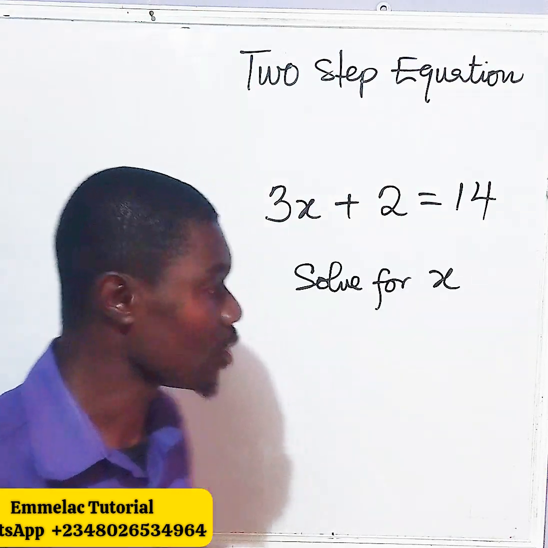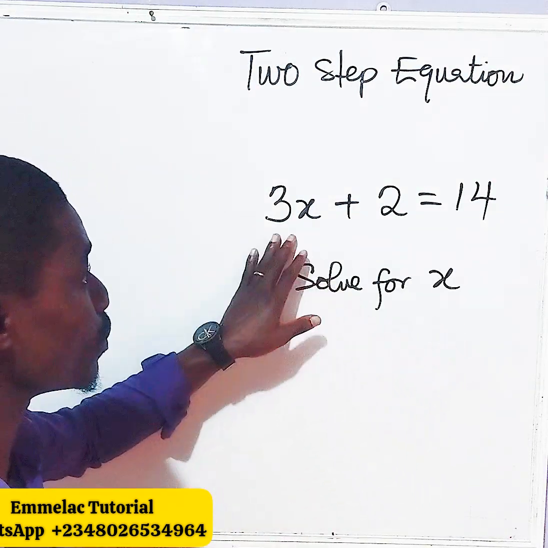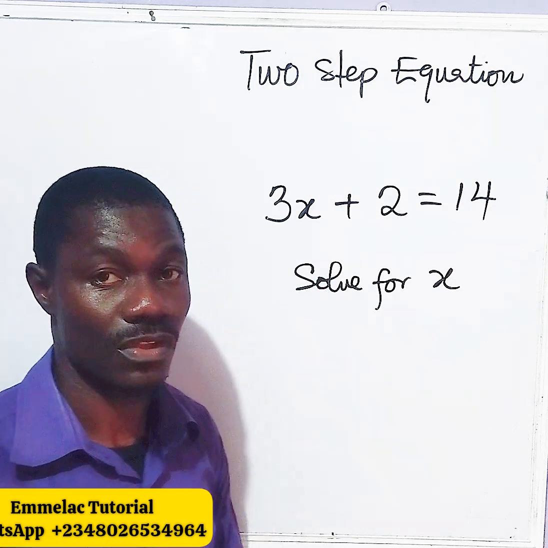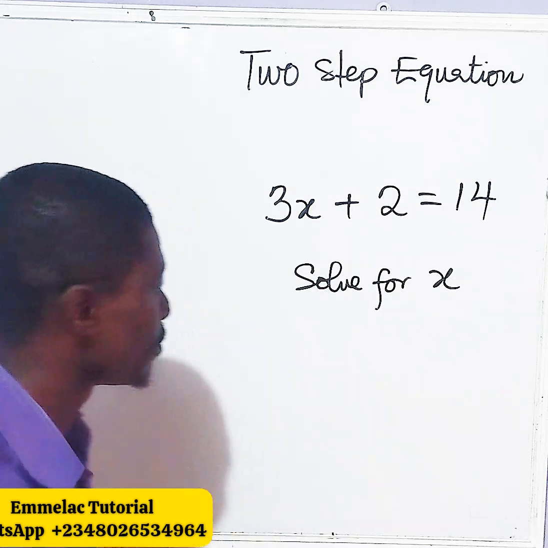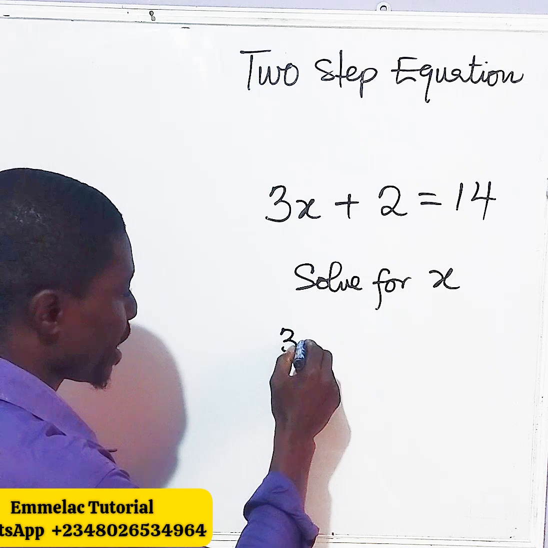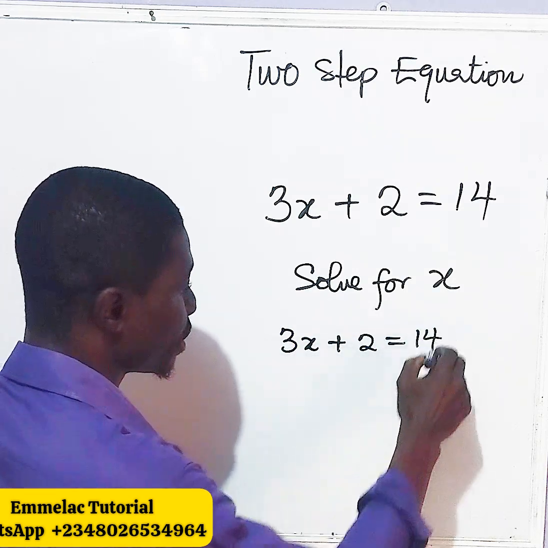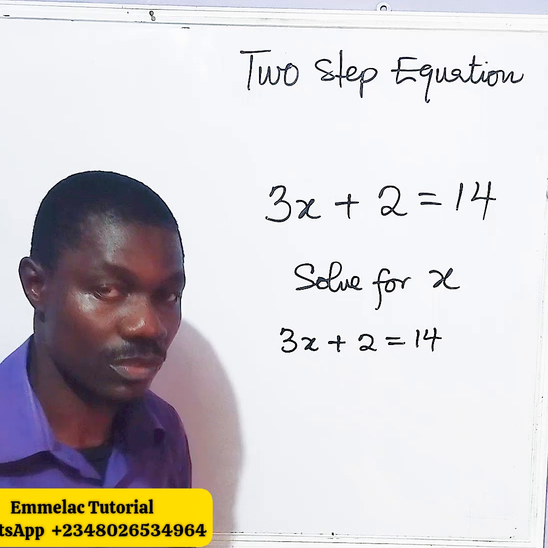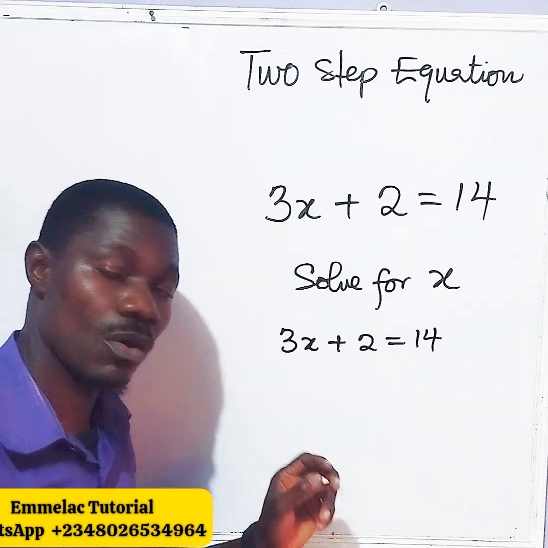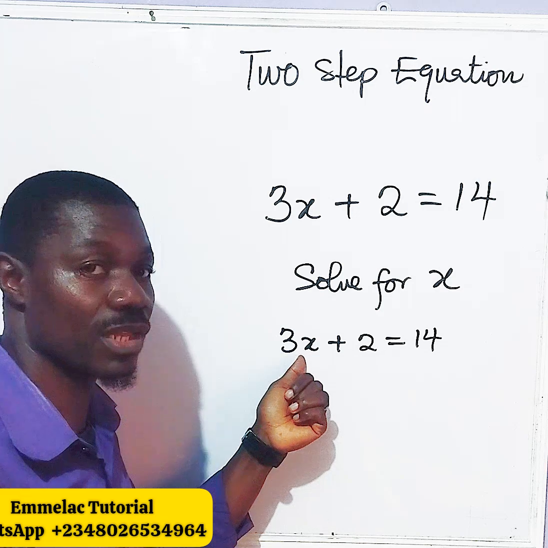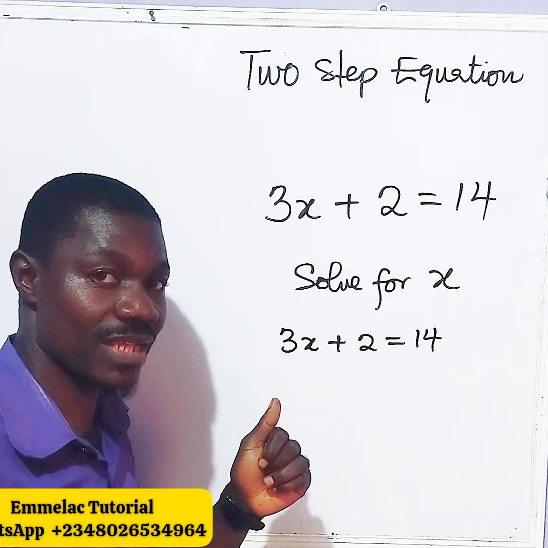In this tutorial today, we'll be solving for x in this two-step equation: 3x + 2 = 14. So here we write it out: 3x + 2 = 14. In this equation, we have two operations here, the addition and the multiplication between 3 and x.